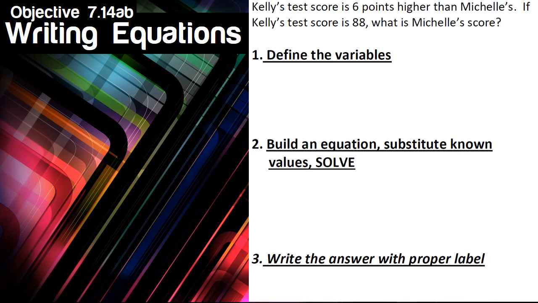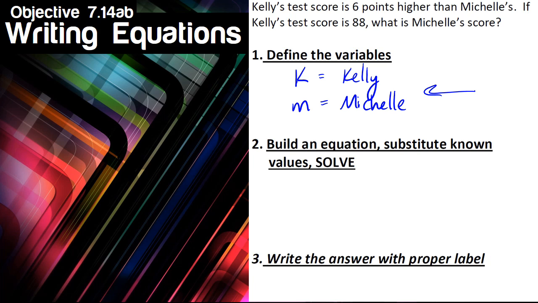So we have Kelly's test score is 6 points higher than Michelle's. So if Kelly's test score is 88, what is Michelle's score? And so our first step is we got to define our variables here. So we're going to do K for Kelly's test, and M is going to be for Michelle. So right now we just define the variables. And so on things like quizzes and tests, when we ask you to write out the steps and you have to define the variables, this is exactly what I'm looking for.